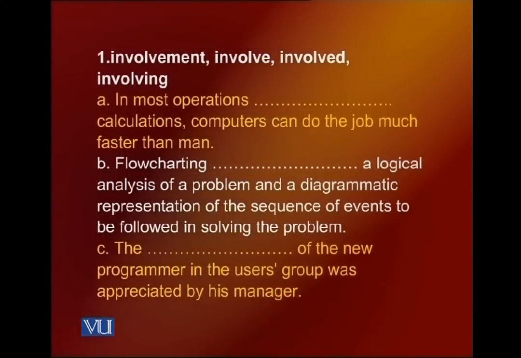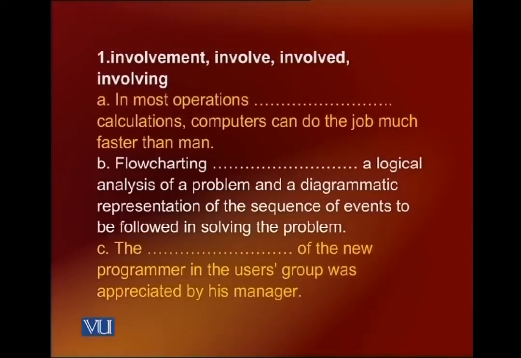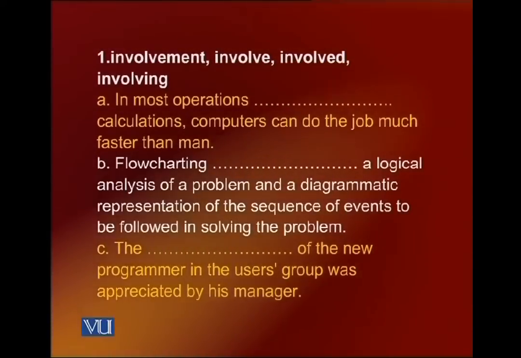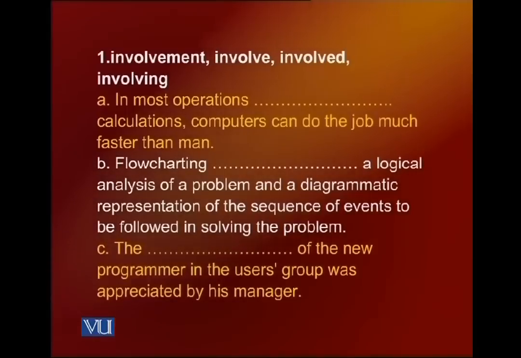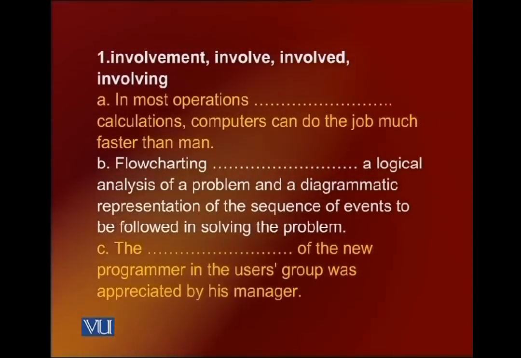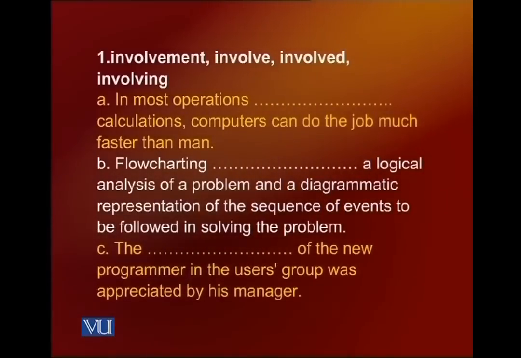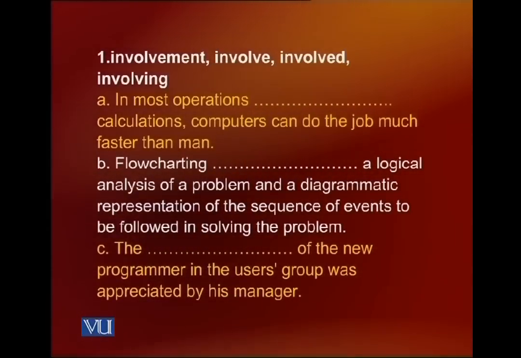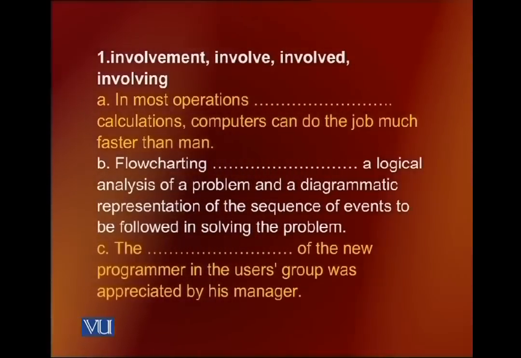Now another exercise, the usual one, word forms. You will find a number of words given and you have to choose the appropriate form of the word to complete the sentence. Now the word here is involve. You've got words like involve, involved, involving, involvement. Sentence A, in most operations, dash, calculations, computers can do the job much faster than man. And the suitable form of involve is involving. In most operations, involving calculations.